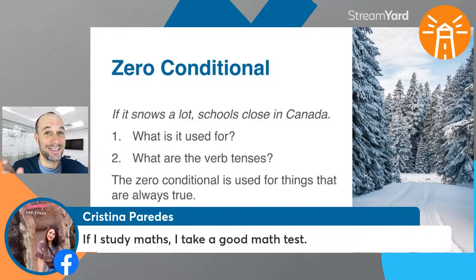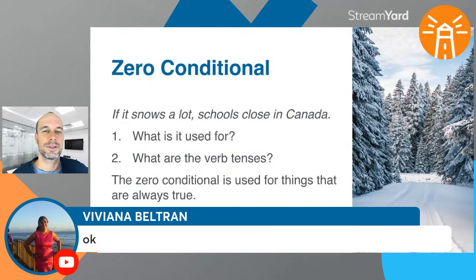Maths, that's a good one because this is different in Canadian English. In Canadian English, we just say math. British English, they say maths. So you're right, British English, they say maths. Canadian English, we just say math. So if I study math, I do well on a math test. I get a good score on my math test. So something like that. We just wouldn't use "I take a good math test." All right, great job, Christina.